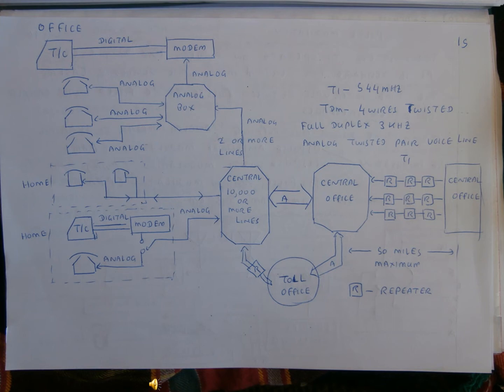Central office, and now central office, and only two offices will be set. And central office is the same, 50 miles away maximum, and another central office will be set. The T1 is 554 megahertz, DDN is 4-wire twisted, full duplex at 3 kilohertz, and also a twisted pair voice line.